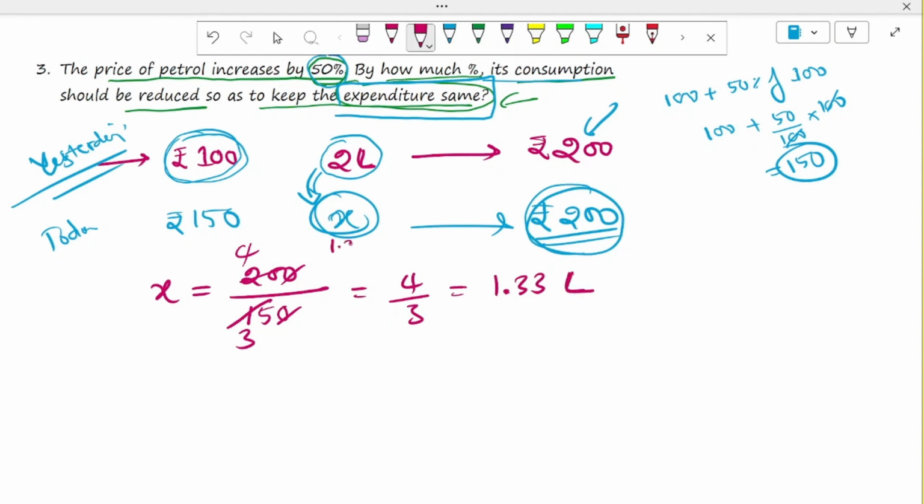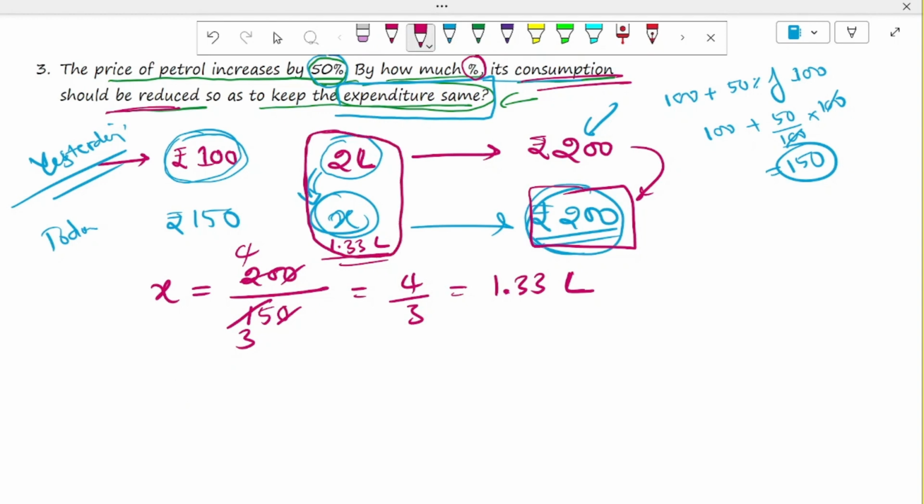So today you will be using 1.33 liters to make sure that you spend only 200 rupees, because the question says that you need to spend only the same amount of rupees. Okay. Now the actual question is how much percentage consumption you will be reducing. For that, it is a direct question. You need to find out the percentage change. For that, you will do 2 liters minus 1.33 liters divided by 2 liters into 100.